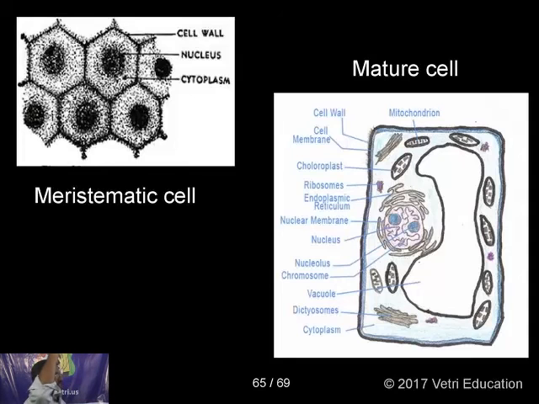Look here, as I told you, in the meristematic cells you can find the central nucleus with very minute vacuoles here and there, whereas in a mature cell you can find a large central vacuole, and the remaining cell parts are pushed aside. So you can see this is the vacuole, whereas the nucleus, mitochondria, ribosomes, etc. are pushed aside.